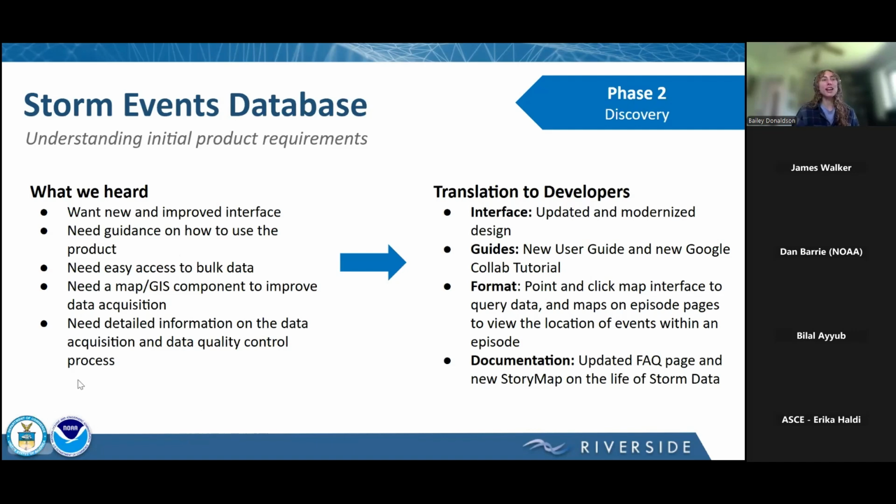We also got an ask to have more detailed information on how we acquired the data and the quality control process for the data. And so we updated the FAQ page to answer all of these questions. And we also made a story map, which describes the entire life cycle of how data makes it into the storm events database.